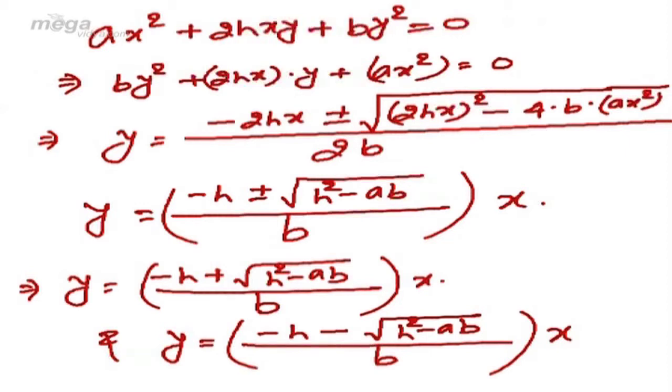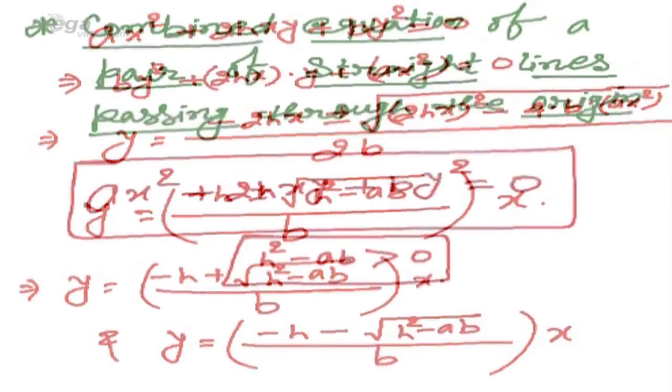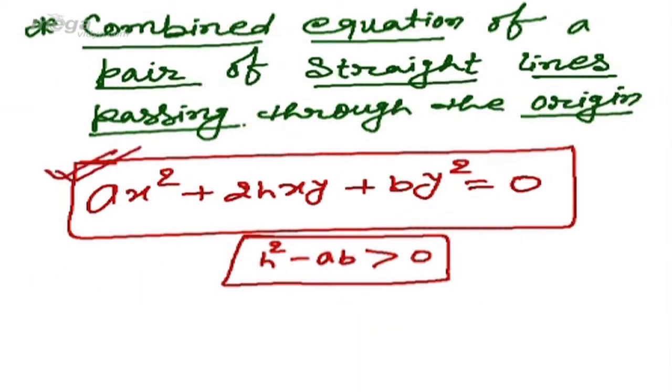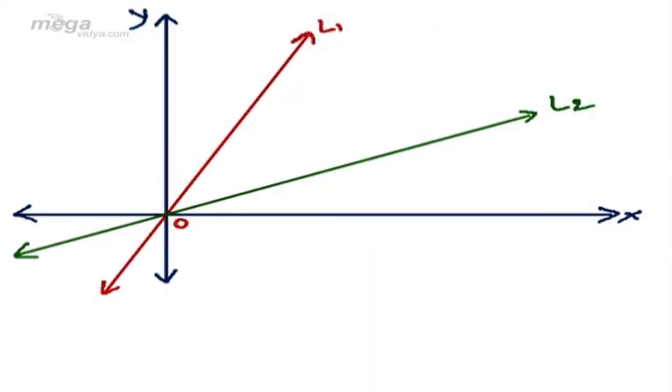But here the c is 0. It means both the straight lines will pass through the origin. Hence this equation always represents a pair of straight lines passing through the origin, that means these two.